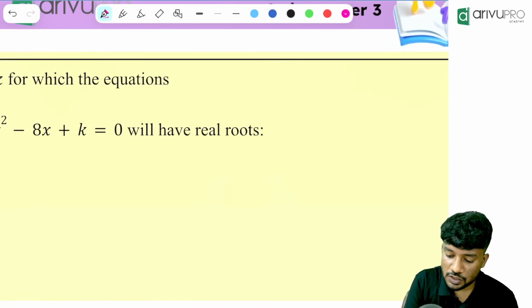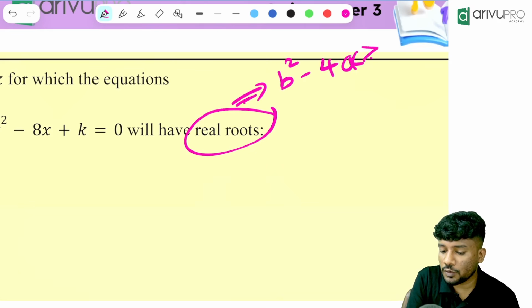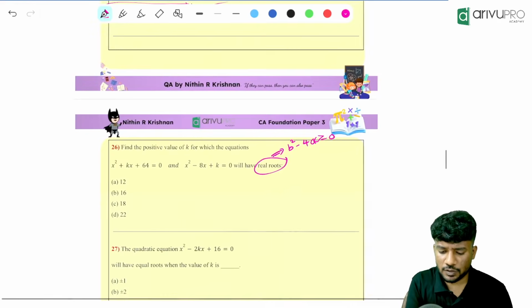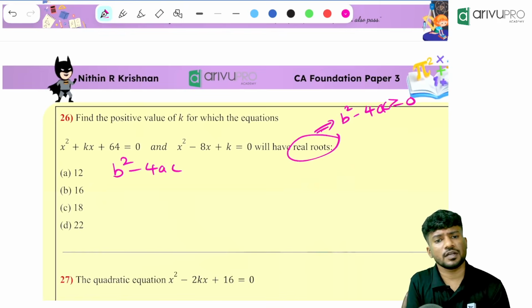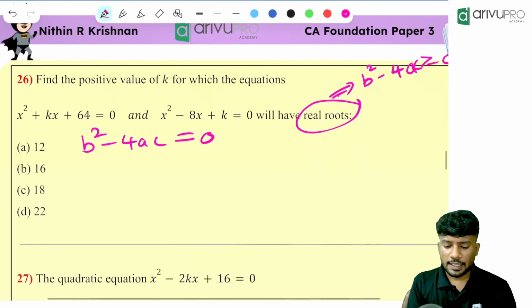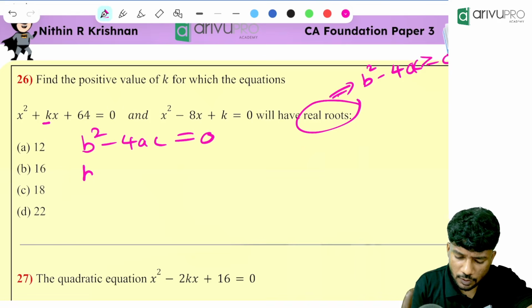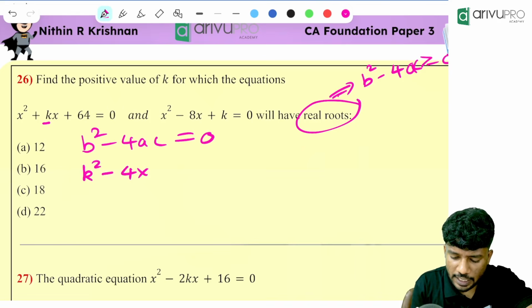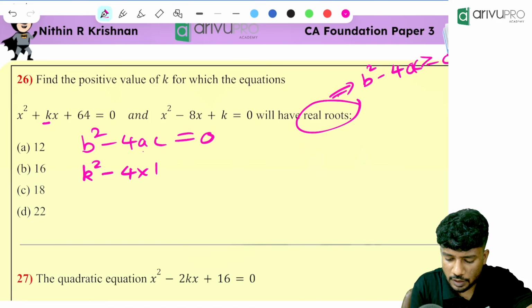Real roots means, which implies what? b square minus 4ac is greater than or equal to 0, or I can directly write b square minus 4ac is equal to 0 because we just need to find the value of k, right? So I will write b square minus 4ac is equal to 0, any one of it. Now first equation, what is the value of b? k square minus 4 into a is how much in the first equation? Coefficient of x square is how much? 1. So put 1 over there, into c is how much? 64 is equal to 0.